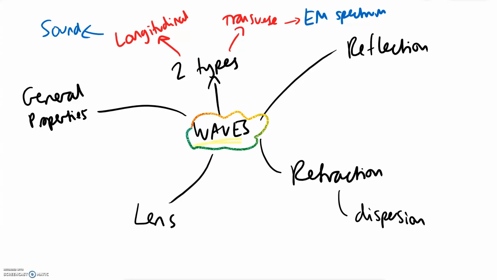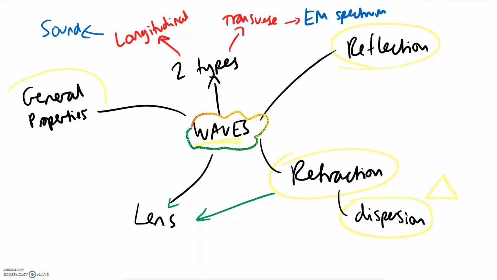So in this topic of waves, we start off with reflection, which is what we did right at the start. Then we've got refraction, and in a particular case, dispersion, which is when you refract light through a triangular prism and it breaks up into all its colours. And then, coming into lenses, is refracting light through a lens and what type of images you get there.